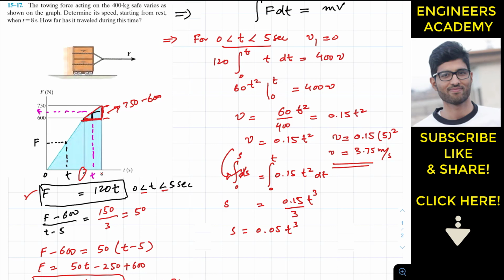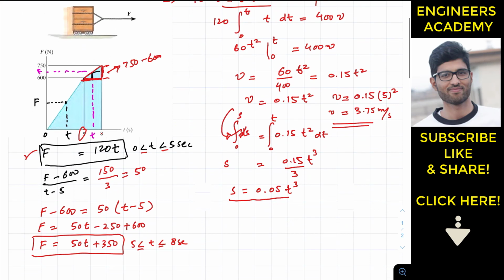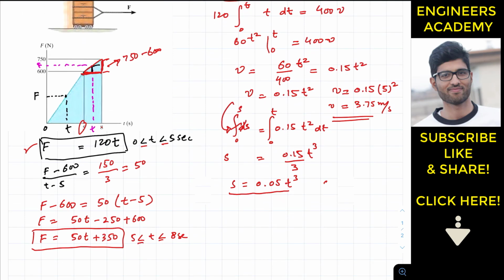So this gives us s equals 0.05 t cube. Now if you want to find the distance traveled in the first 5 seconds, we have to put t equals 5 seconds in this equation. So s equals 0.05 into 5 to the power 3, which gives us 6.25 meters. So for the first interval, between t equals 0 to 5 seconds, the safe travels 6.25 meters distance.